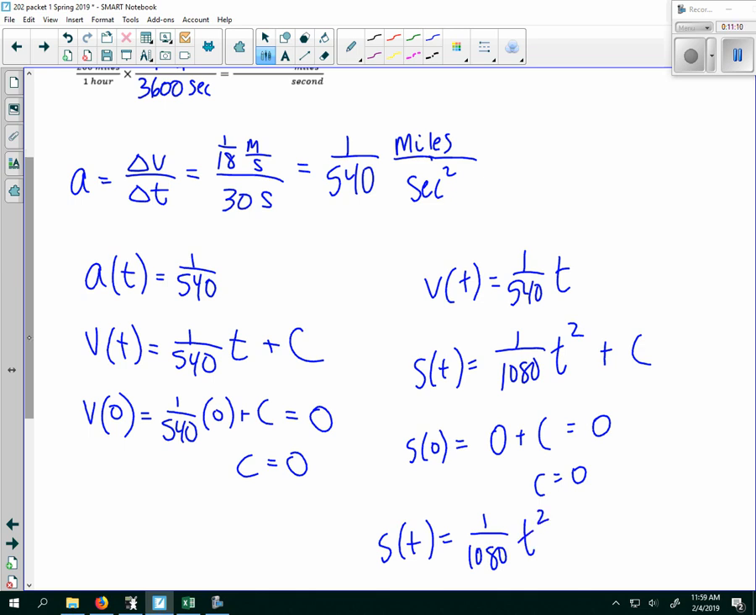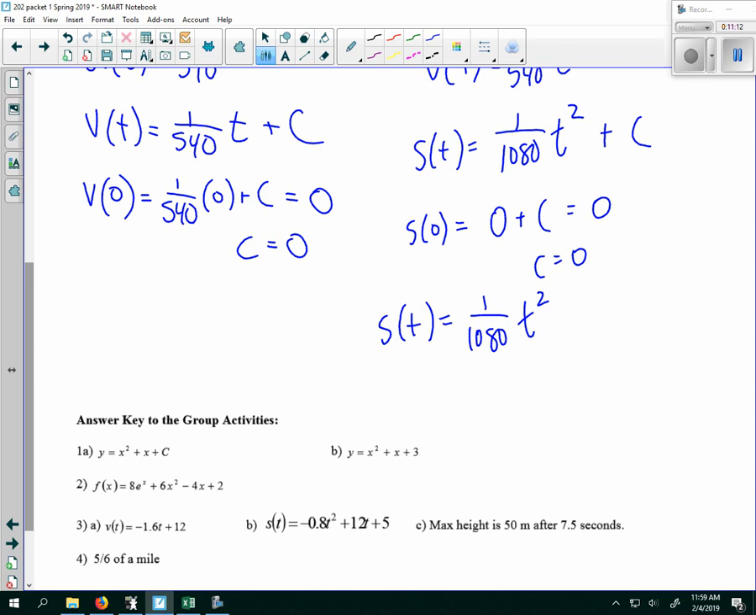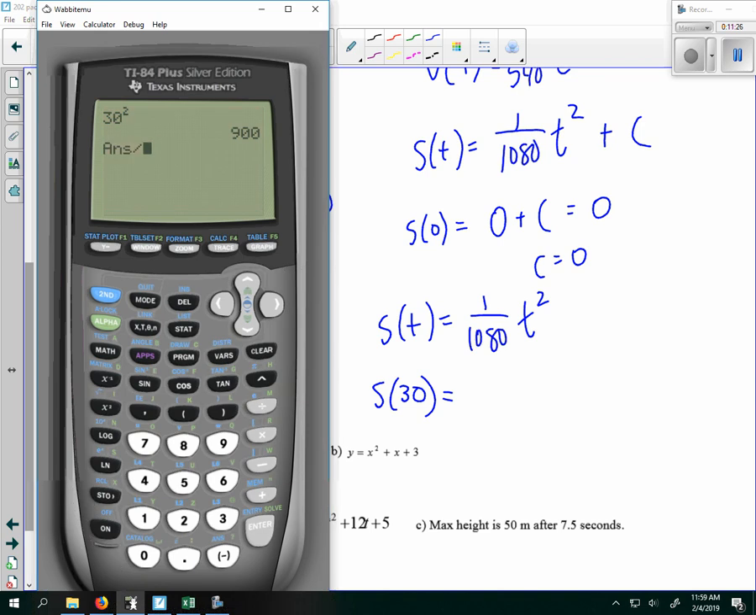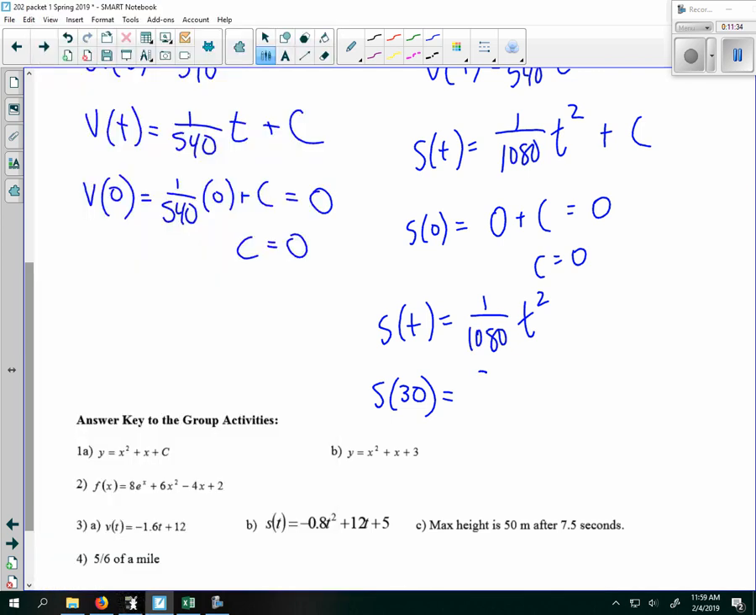So I know it's going to take me 30 seconds to reach the speed I need to be going, so I'm going to calculate s of 30. So I pull up my calculator, and I'm going to do 30 squared and divide by 1080 and change it to a fraction, and I get 5/6. 5/6 of a mile.